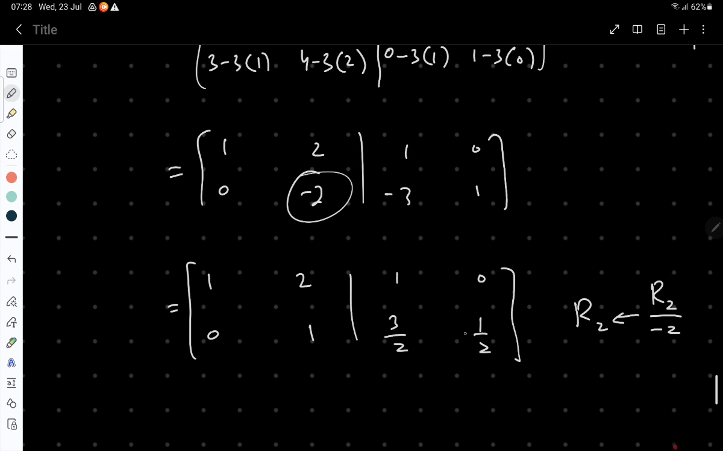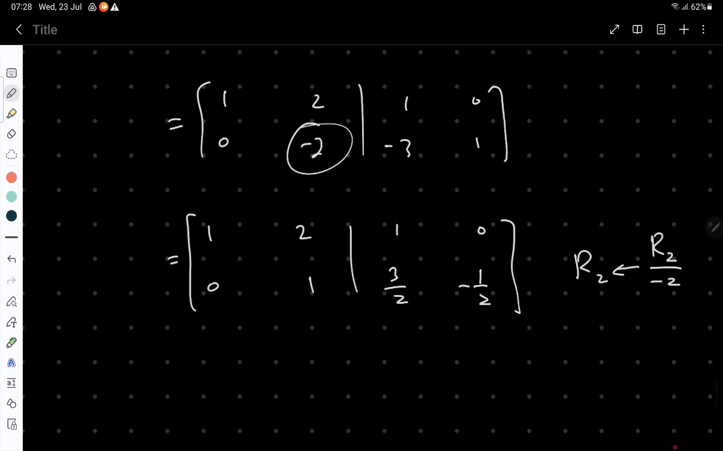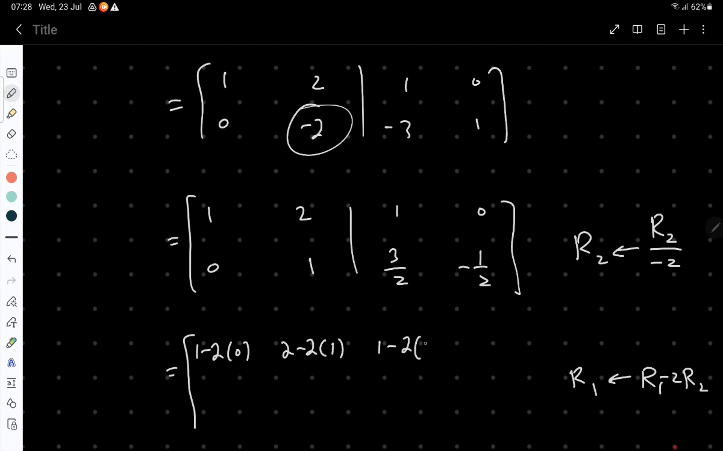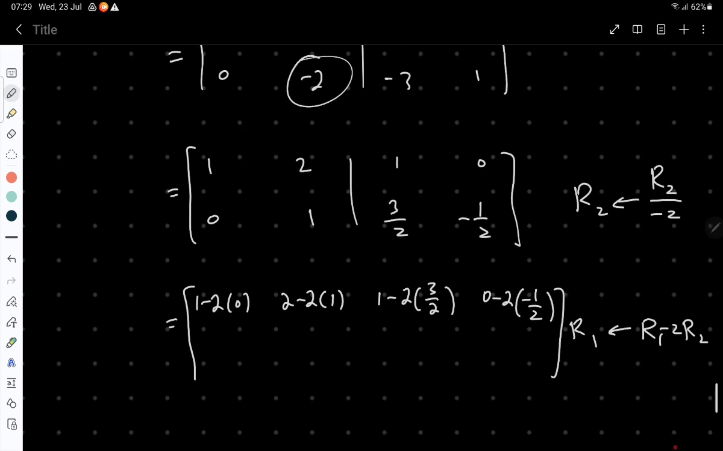sorry, I am going to divide by minus 2, so therefore this will become minus 1 by 2. Now I have to make this 0, but I will use this. So it can be 2 minus 2 times 1. In other words, this 2 is in R1 and this is R2. So I have to perform this operation here, R1 minus 2 times R2. But this operation will be performed in R1. So 1 minus 2 times 0, 2 minus 2 times 1, 1 minus 2 times 3 half, 0 minus 2 times minus 1 half, 0, 1, 3 half, minus 1 half.